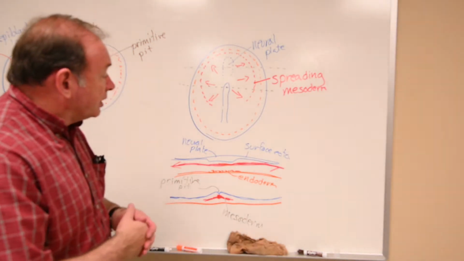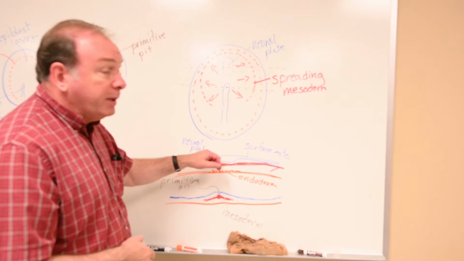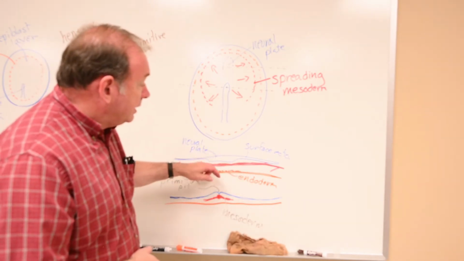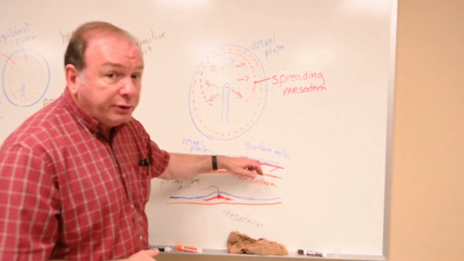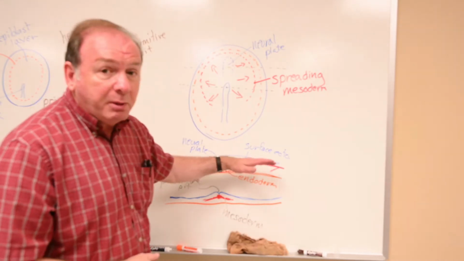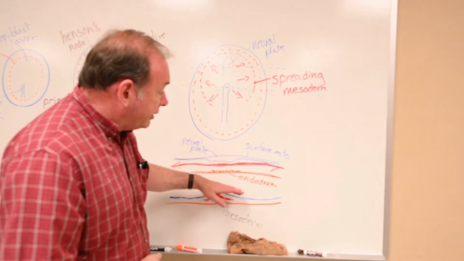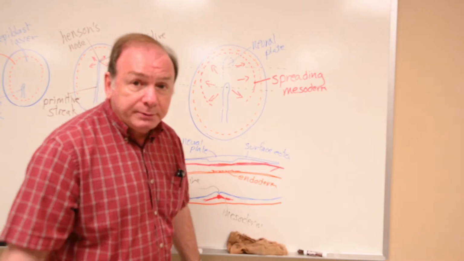In the next drawings, we're going to be seeing what happens in the formation of the neural tube, in the formation of lateral mesoderm, how it's separated out to form the coelom, the body cavity, and we'll start talking about how the gut develops.